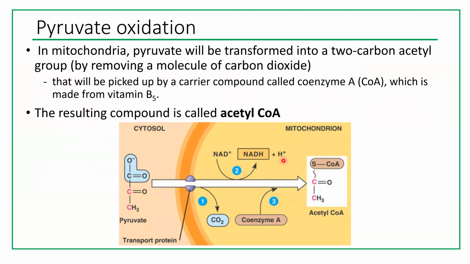Now this hydrogen will be picked up by NAD+. Not only hydrogen, but also electrons. So electrons will be picked up by NAD, and hydrogen will be picked up by NAD, some in the form of hydrogen ions. Right, so that's our acetyl-CoA formation.